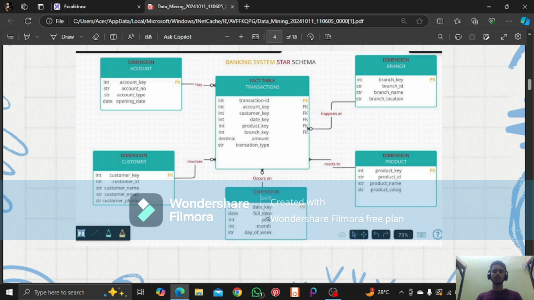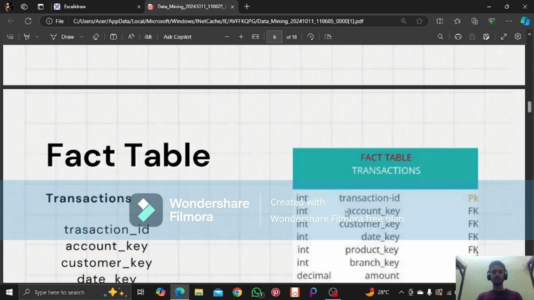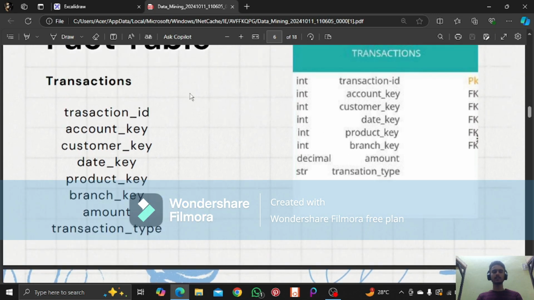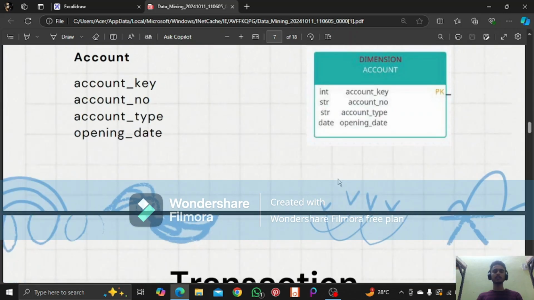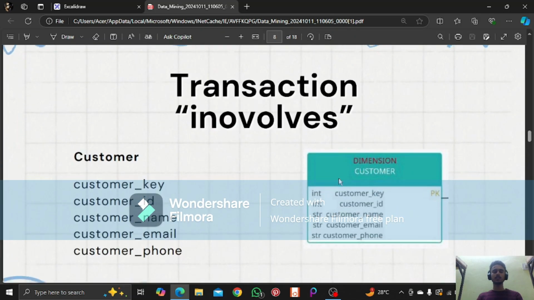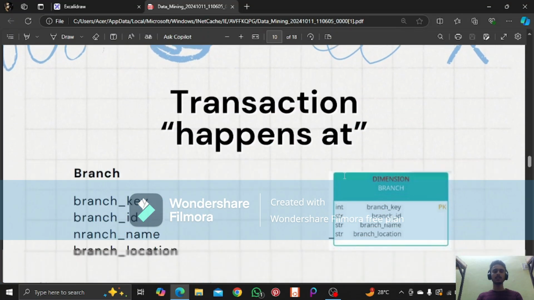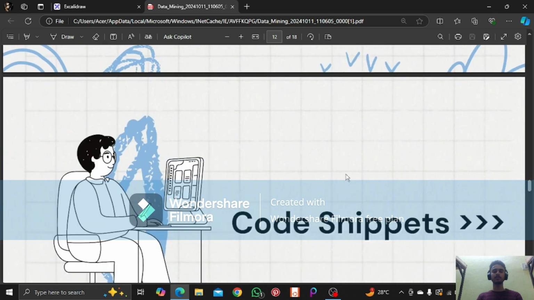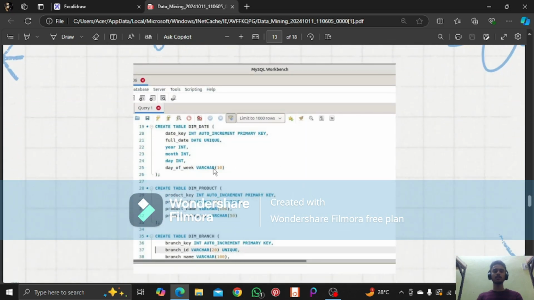Then the date dimension includes date key, full date, year, month, and week. So that is a breakdown of the whole code. Here you can see that the transaction table will include all these things. Basically, a transaction has an account, involves a customer, occurs on a date, happens at a branch, and relates to the product that is being delivered. So these are the particular codes that we have just worked upon.